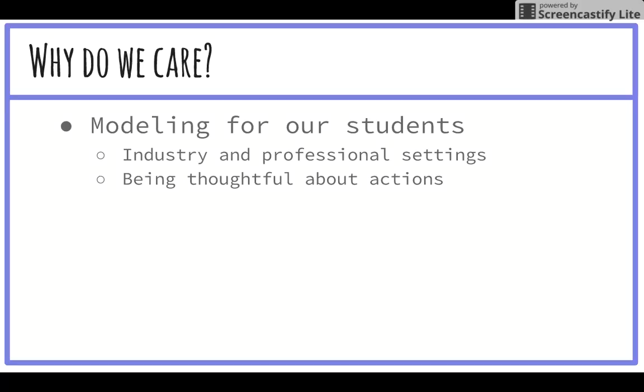So also, we want to model for our students industry and what they would see in an industry or professional setting. So as far as wearing personal protective equipment all of the time, goggles, closed-toed shoes, the way that we handle chemicals, the way that we talk about safety. These are things that they're going to see in the workforce when they go out, whether it be to a research lab or some other environment. Safety is a huge topic in many, many work atmospheres. So we want to start to show our students what it means to be safe.